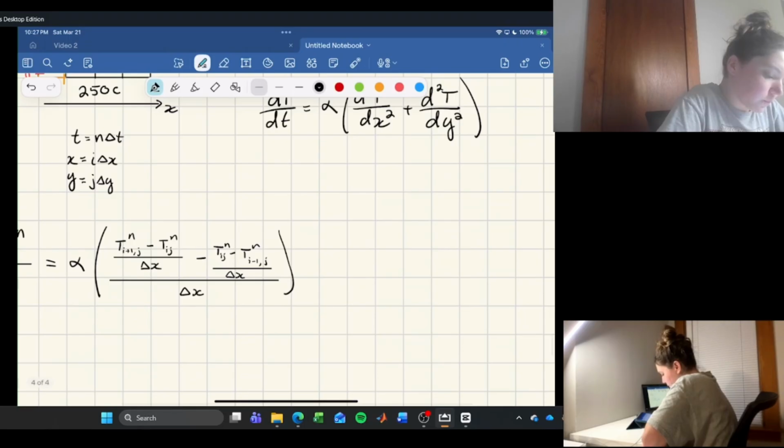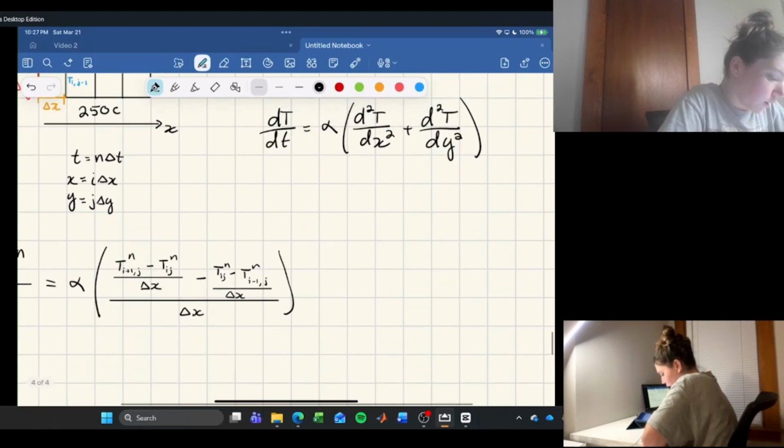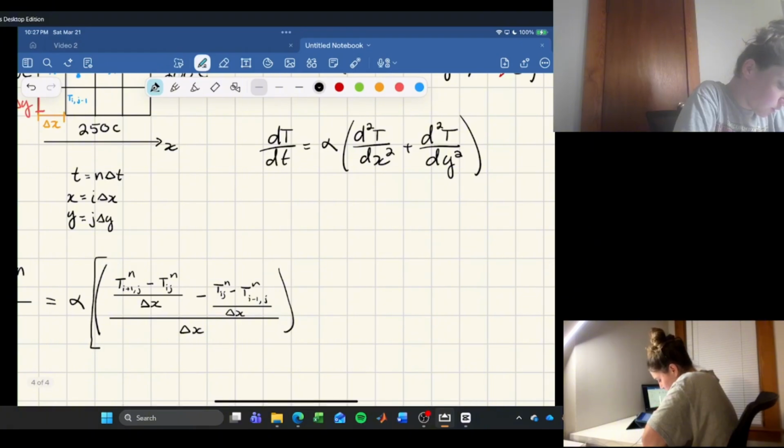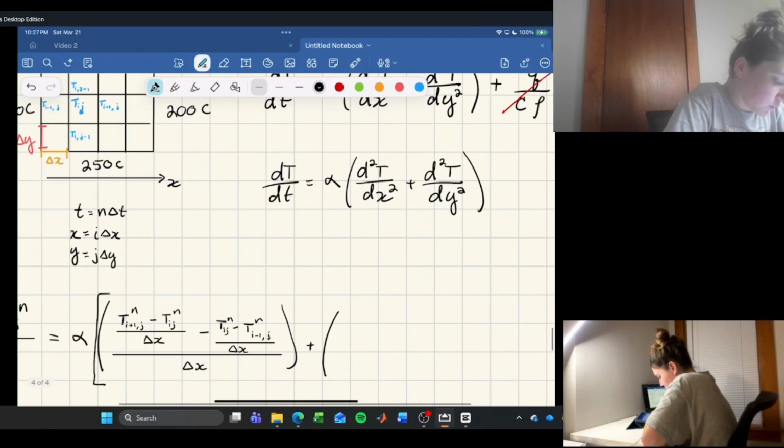So that's for the x direction. And so we have to do the same thing for the y direction. We're doing the exact same thing.